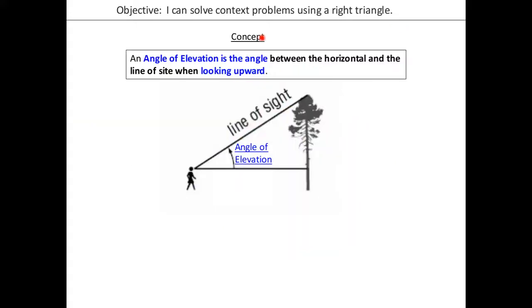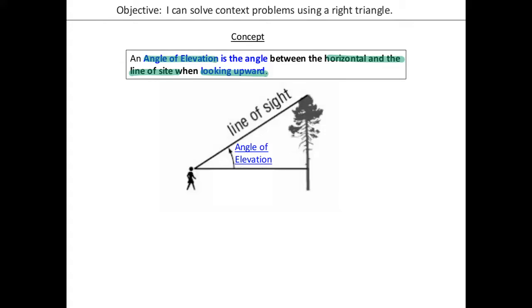So if we look at our concept here, it says we have an angle of elevation. Angle of elevation is the angle between the horizontal and the line of sight when you're looking upwards. So if you think of, let's say you go to the gym and you get on the treadmill and it'll ask you for an inclination. It's like an elevation. You're elevating the treadmill to a certain degree. That's your angle of elevation on a treadmill, okay? And it's always the one looking upwards.